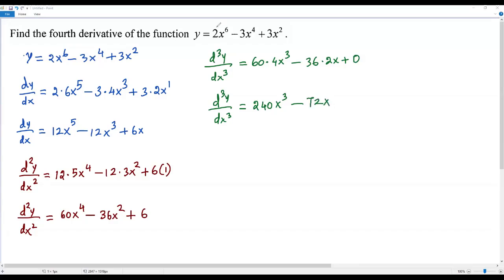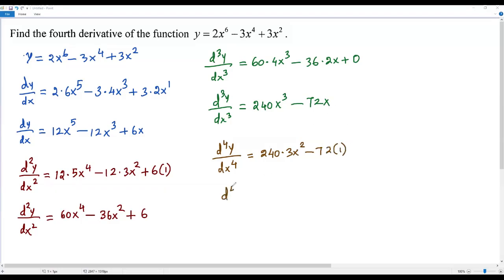Okay, now let's do the final step. That is, I have to find the fourth derivative. So I have to take power 4 for d in the numerator. In the denominator, I have to take power 4 for x, because all four times we take the derivative with respect to x. Okay, so we can keep the constant 240 as it is. And when I find the derivative of this one, I can use the power rule. That is 3 times x to the second power, negative 72 times the derivative of x, which is just 1.